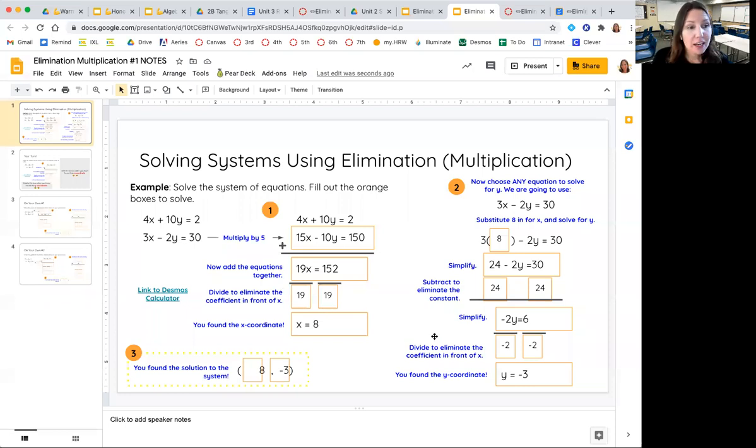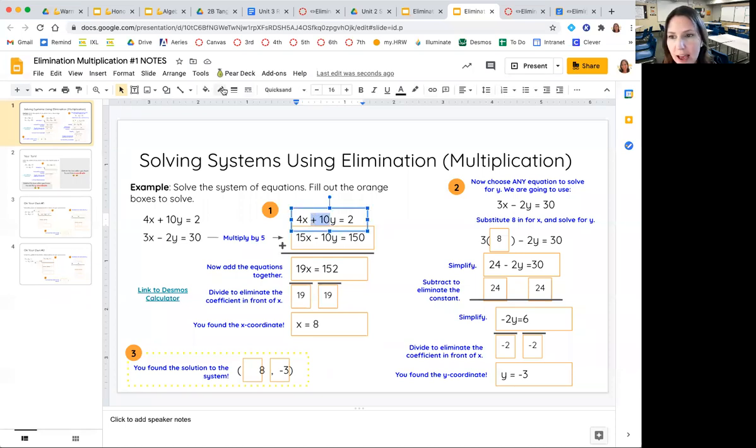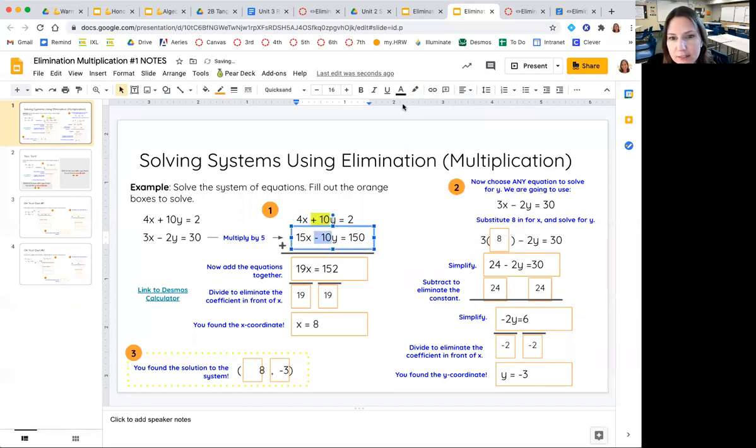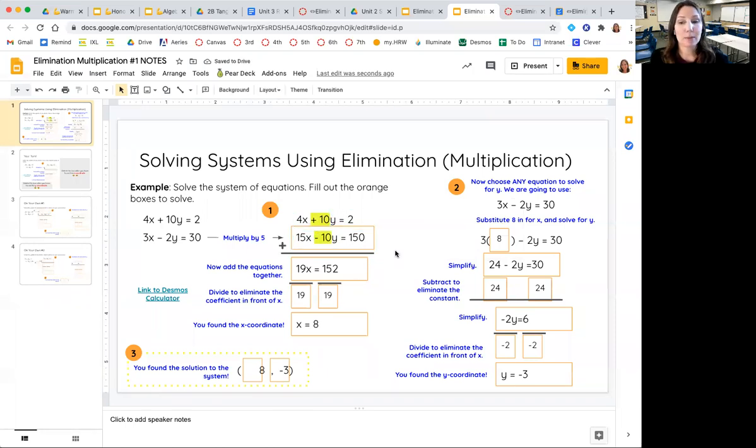Okay, so if we go back over what we did, we first multiplied to make these coefficients the same. Notice how -10 and +10 are going to cancel out when we add them together. So that's our goal when we're using multiplication elimination. We multiply an equation to make those coefficients the same number with different signs.